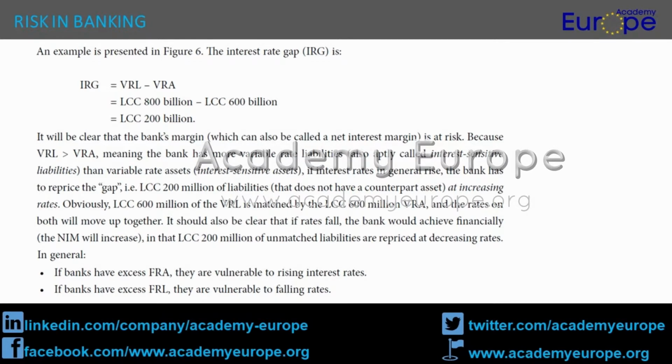Obviously, LCC 600 million of the VRL is matched by the LCC 600 million VRA, and the rates on both will move up together. It should also be clear that if rates fall, the bank would achieve financially, the NIM will increase, in that LCC 200 million of unmatched liabilities are repriced at decreasing rates. In general, if banks have excess FRA, they are vulnerable to rising interest rates. If banks have excess FRL, they are vulnerable to falling rates.